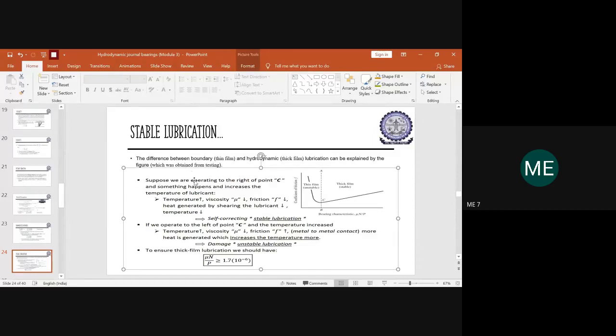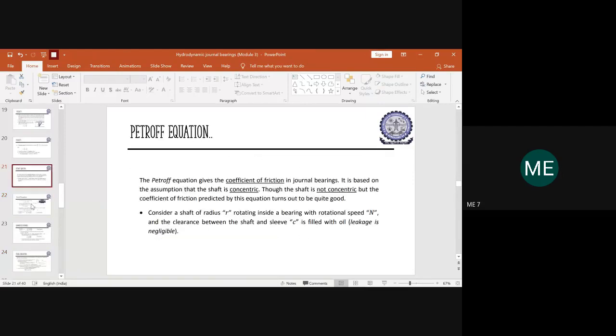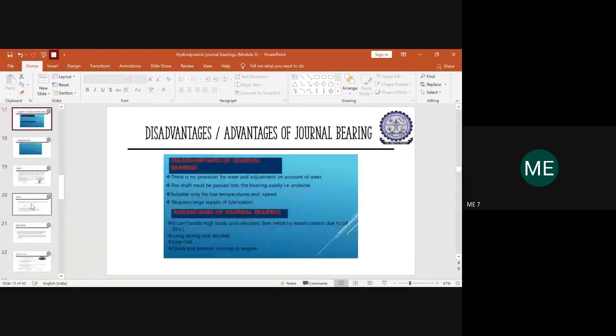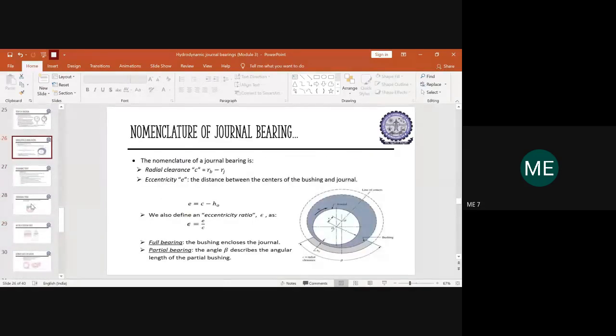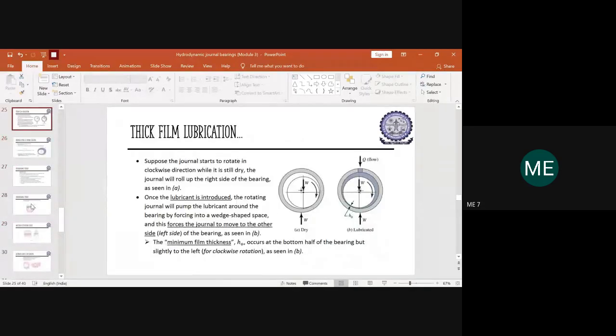Suppose you are operating to the right of the point C and something happens that results in an increase in the temperature of the lubricant. This happens in the lubricant film you are using. Initially we described this; I think it is there in the nomenclature, before this.